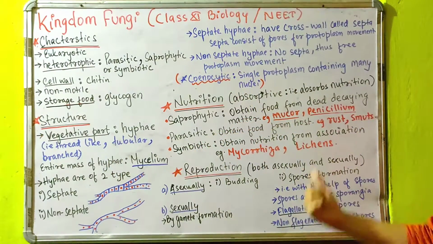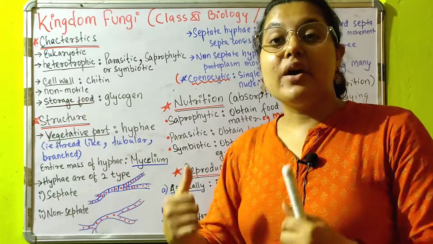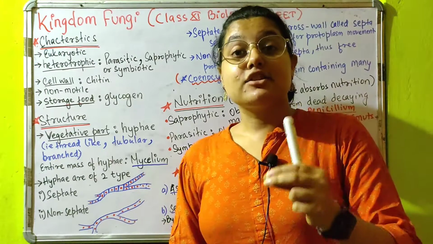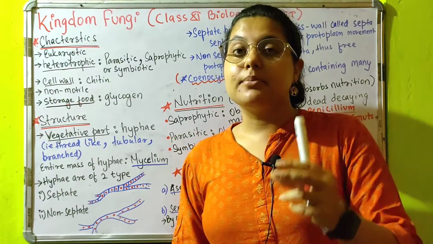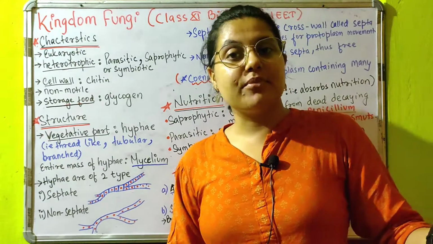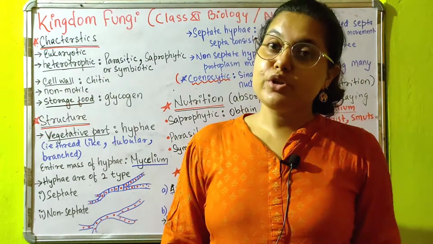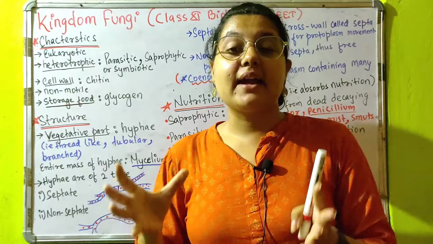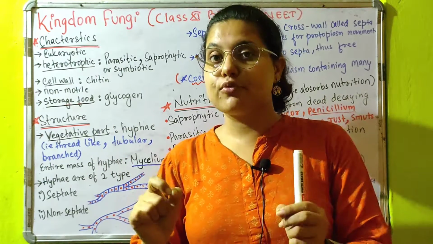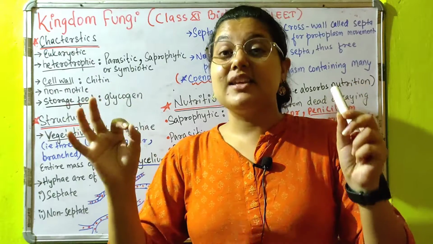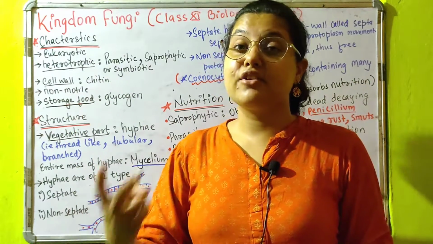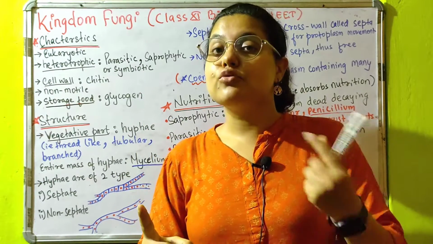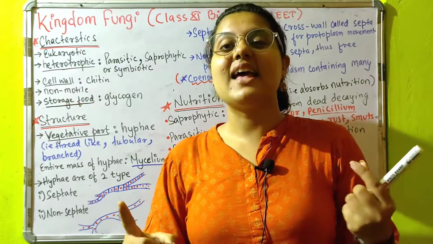Now coming to reproduction, fungi reproduce in two ways: sexual and asexual. Asexual reproduction is by budding and spore formation. In budding, there is a small outgrowth from the parent body that develops, and finally it gets detached from the parent and starts living as a new individual. But in spore formation, there is a formation of sporangia, a bag-like structure in which there are a lot of spores. Those sporangia burst and release spores. And spores are again of two types, flagellated and non-flagellated. Flagellated spores are known as zoospores and non-flagellated spores are known as aplanospores.